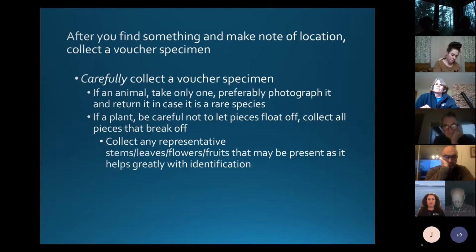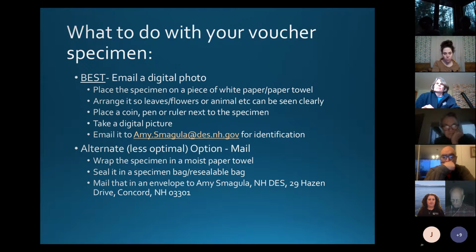And if you can, carefully collect a voucher specimen. So if it's an animal, just take one, or if it's a plant, take a stem of the plant. Just make sure you collect any pieces that break off so you're not spreading the plants. So collect a representative sample and then let me know what you found.